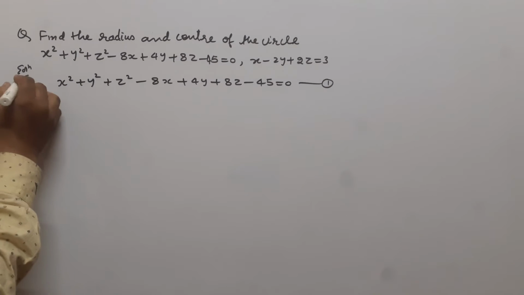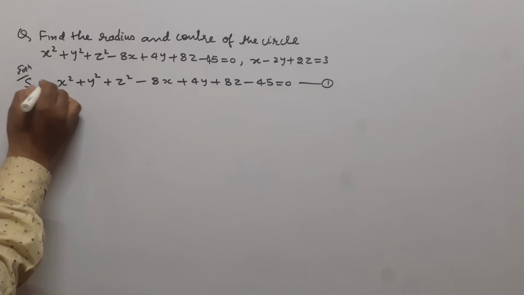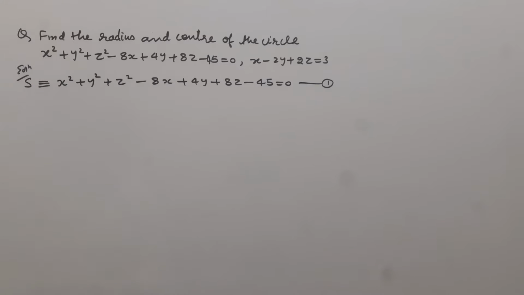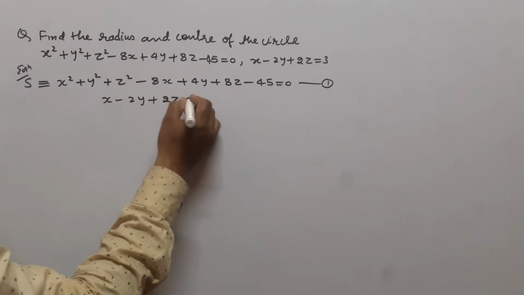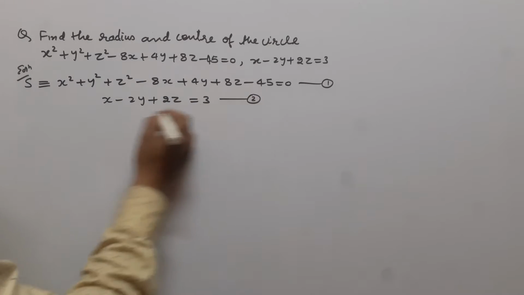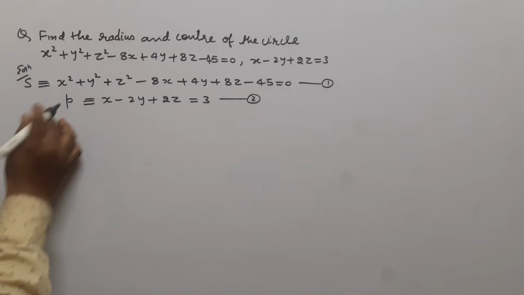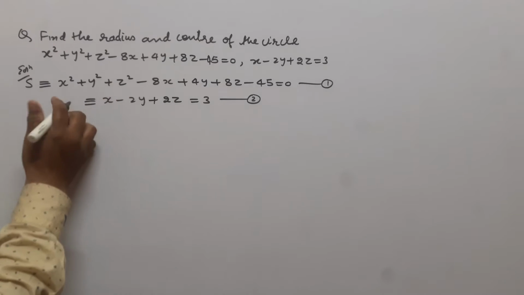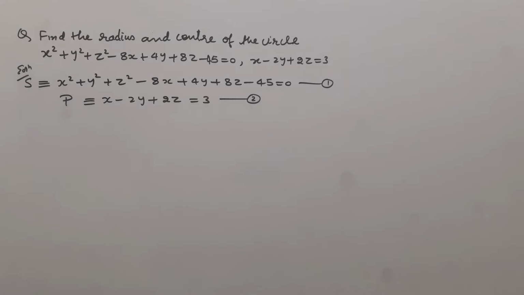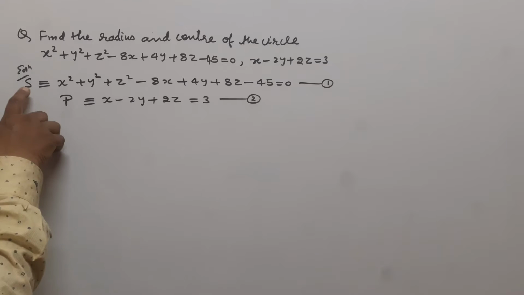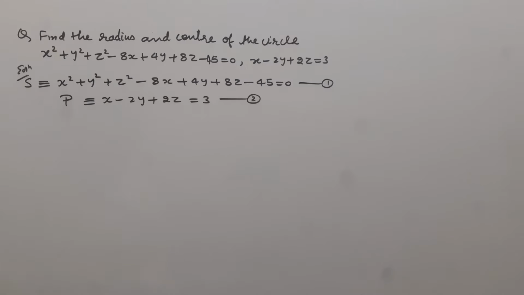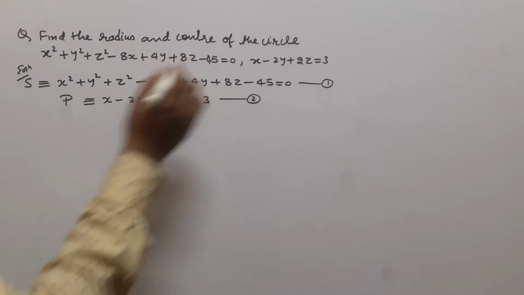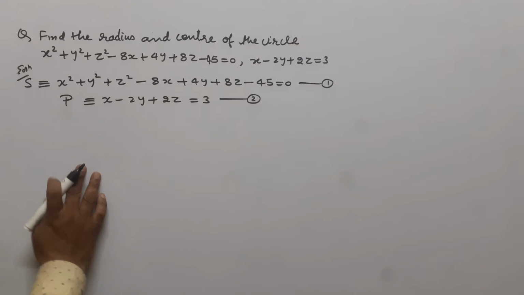This is the equation of a sphere and it is denoted by capital S. And also we know that this equation x minus 2y plus 2z is equal to 3 is the equation of the plane. And also we know that section of the sphere by the plane is the circle. So first we find the center of this given sphere.